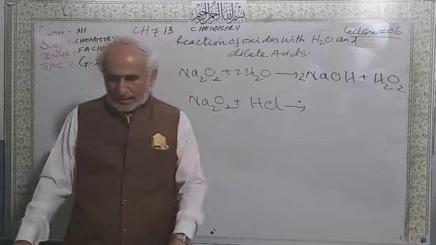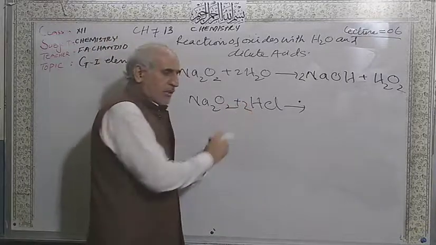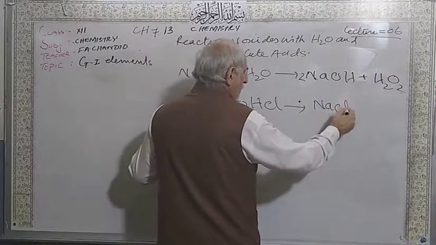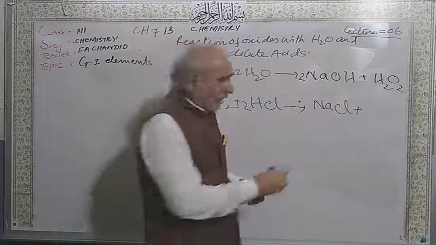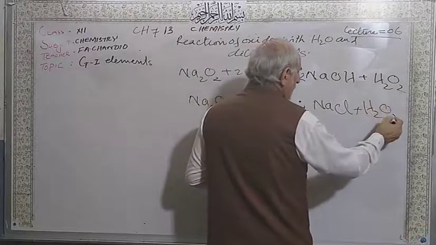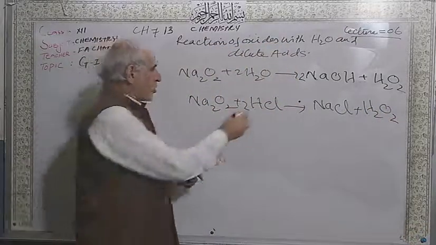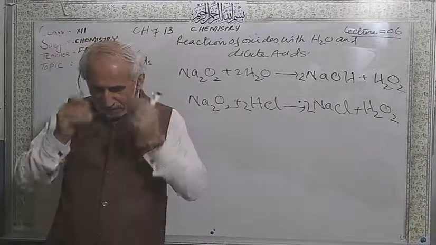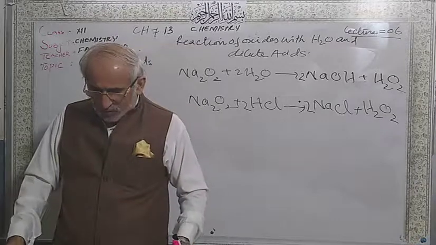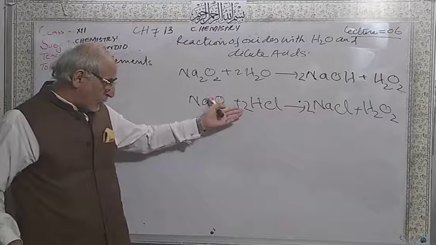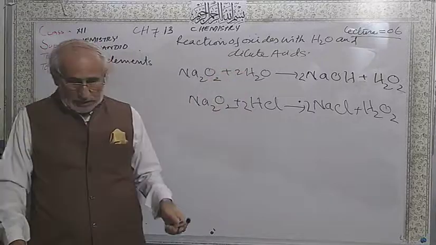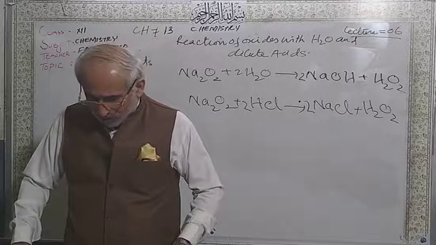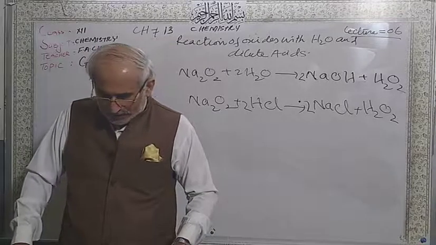Very dangerous chemical reaction, highly violent. So you will get the salt and hydrogen peroxide. Again, he said that these reactions are even more exothermic than the previous one. Highly violent, very violent. The solution containing salt and hydrogen peroxide is formed.